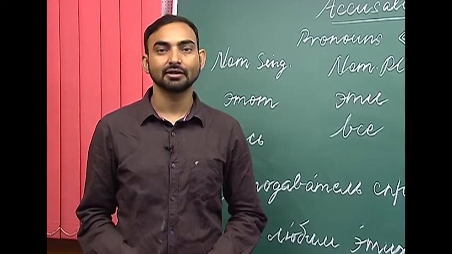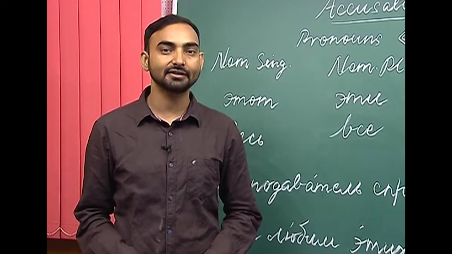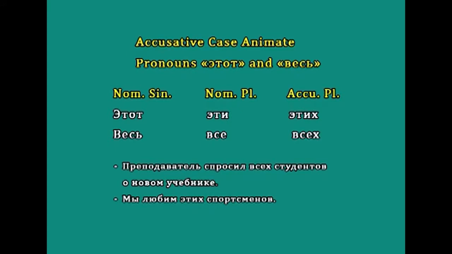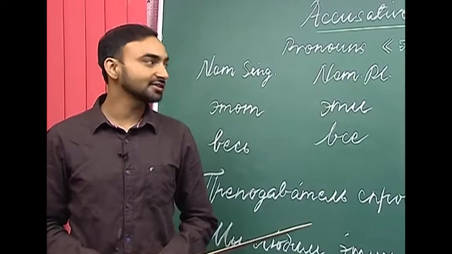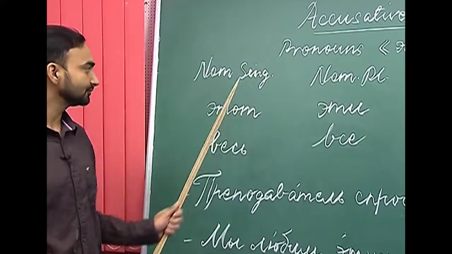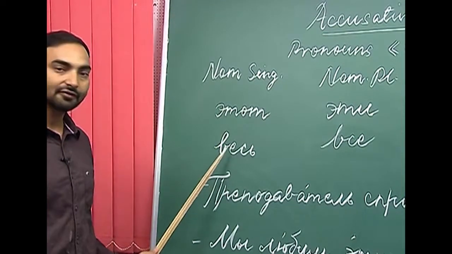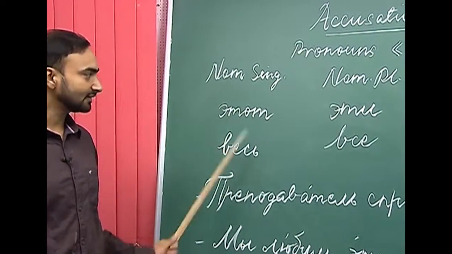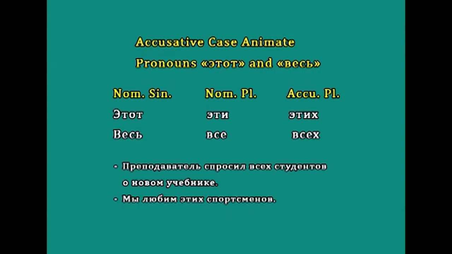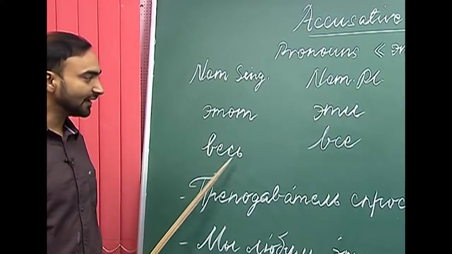Like adjectives, the demonstrative pronoun этот and determinative pronoun весь also change in the accusative case if they are used with animate nouns in plural. So, how are we going to make changes to these pronouns when they are used with animate nouns? Let us have a look at them. I have written the nominative singular of the demonstrative pronoun этот and весь. Этот is a demonstrative pronoun and весь is the determinative pronoun. And the nominative plural of этот is эти and the nominative plural of весь is все.